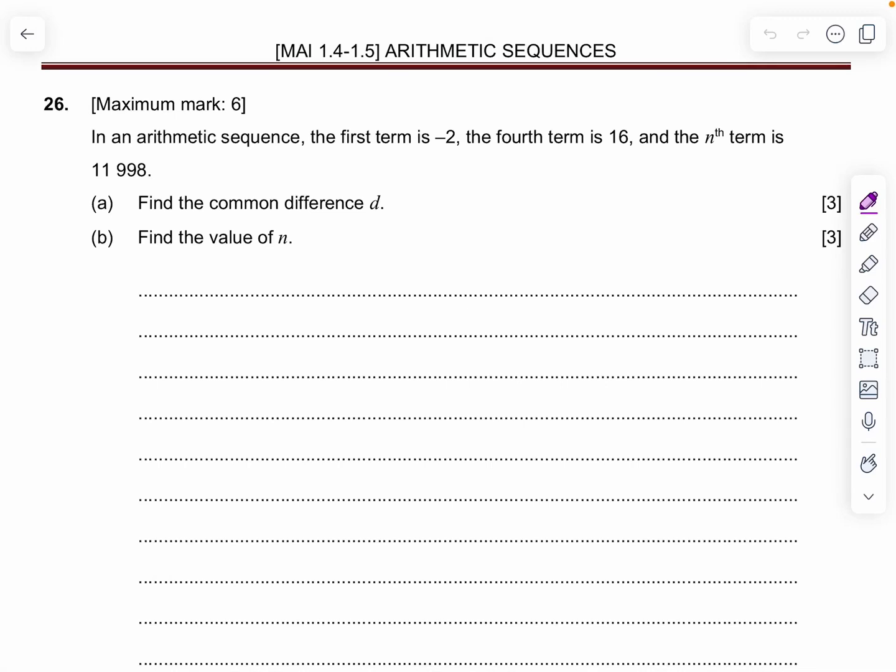Welcome. This is the Arithmetic Sequences topic for IBDP part 2. The part 1 video was there, which covered questions 1 to 25. Now this is part 2.